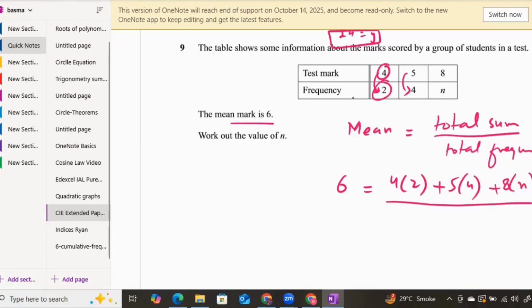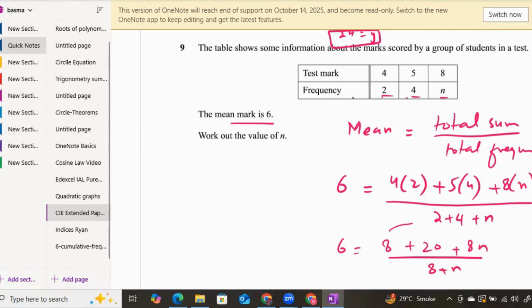What is the sum of the frequency? That is 2 plus 4 plus n. Now 6 is equal to 4 times 2 is 8 plus 5 times 4 is 20 plus 8 times n is 8n, over 2 plus 4 is 6 plus n. 8 plus 20 is 28 plus 8n over 6 plus n. You cannot add 8n with 28, so we'll just leave it as it is.